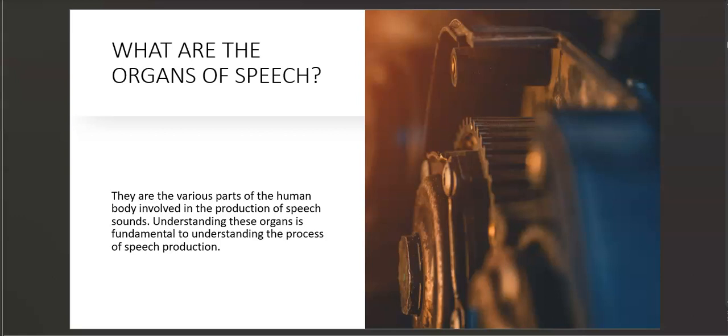So we have parts like the mouth, right? We have parts like the lips, we have the teeth, we have the throat, we have the lungs. All these parts, when put together, help us deliver a certain speech and a certain content to a group of people listening to us. Understanding these organs is very important because they're going to help us in the process of speech production. So that is what we're going to be focusing on in this session.